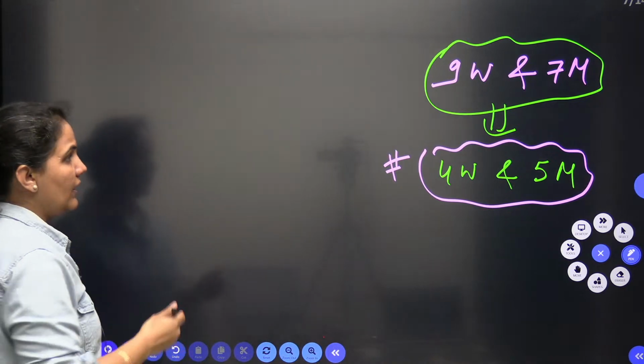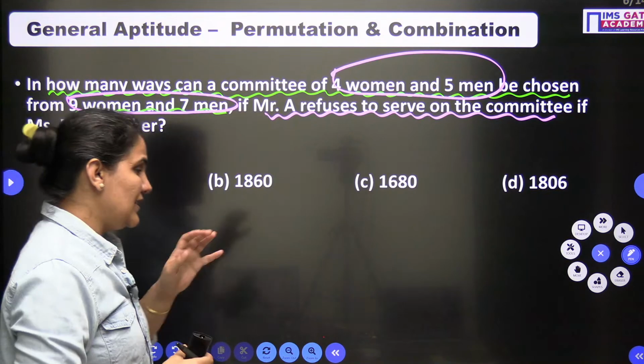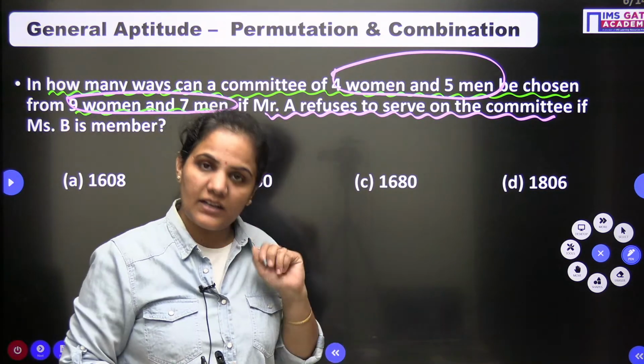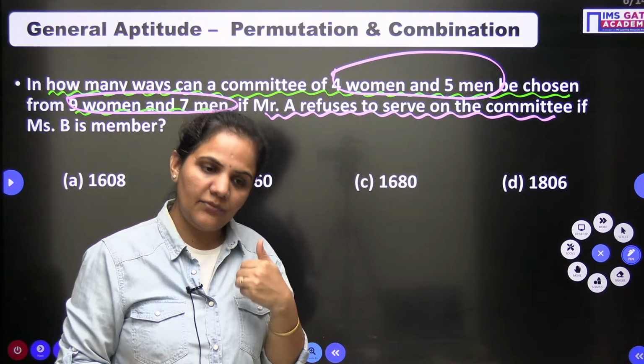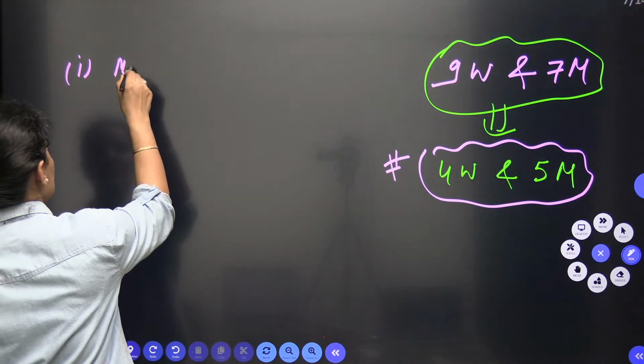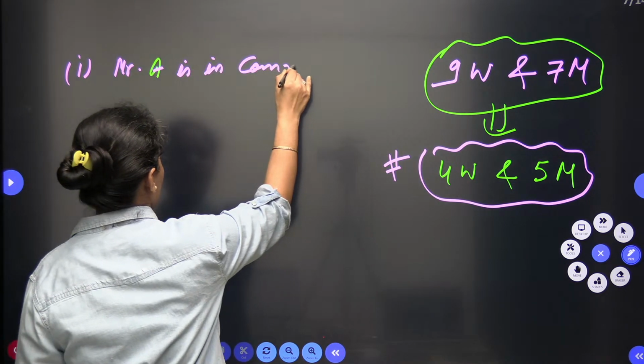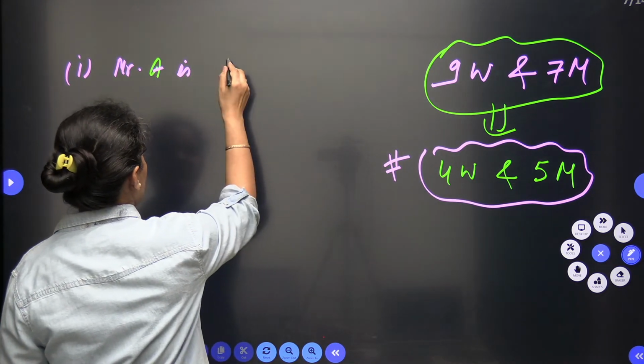All right. So what I will do, I will just take the cases. First case is when Mr. A is in the committee. Obviously a few cases will be possible. So my first case is when Mr. A is in the committee, or Mr. A is selected.